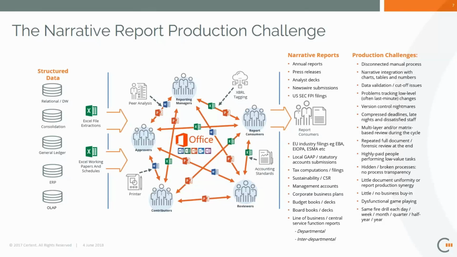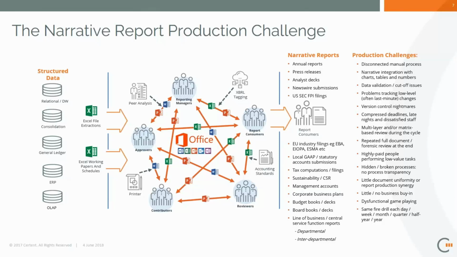It relies on the professional attitudes and long hours of work by individual members of staff. There tends to be an over-reliance on email, so you're working at the pace of the slowest person, and there tends to be multiple checking processes that go on throughout the cycle. This is exacerbated when you start adding the number of reports to the cycle, and they all need to be completed at the same time. So we can see some examples over here: annual report, press release, analyst deck, use-wise submissions, and SEC filings. Conceivably, one organisation might be compiling all of those reports at the same time.